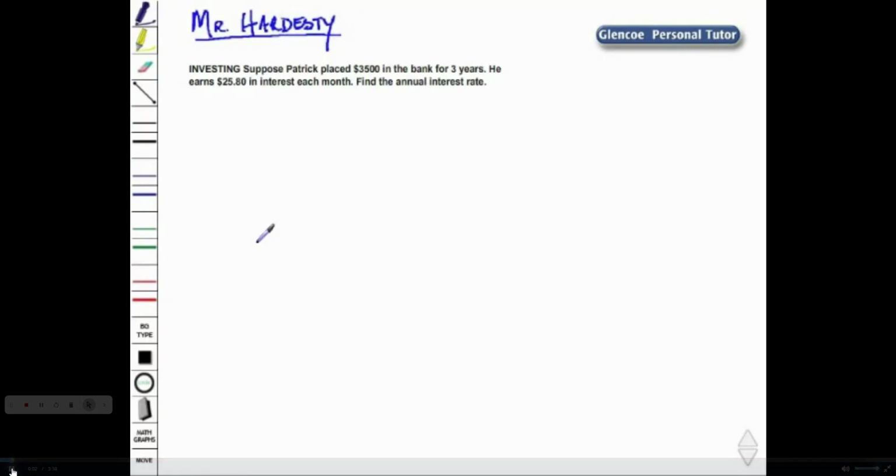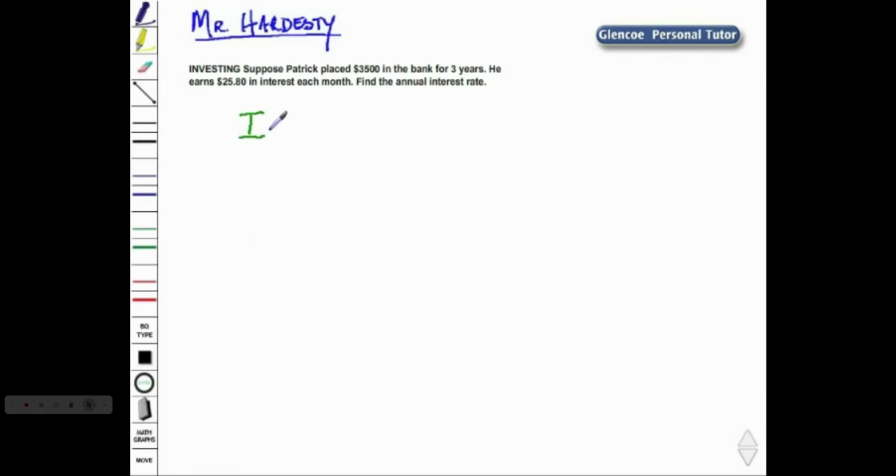This is Mr. Hardesty. Let's use a formula to solve for an interest rate. Investing. Suppose Patrick placed $3,500 in the bank for 3 years. He earns $25.80 in interest each month. Find the annual interest rate.